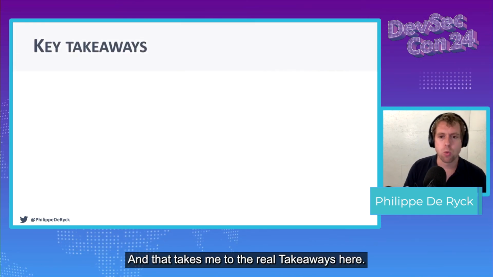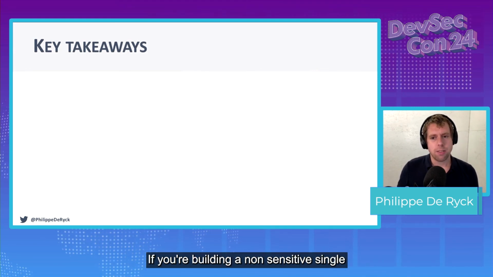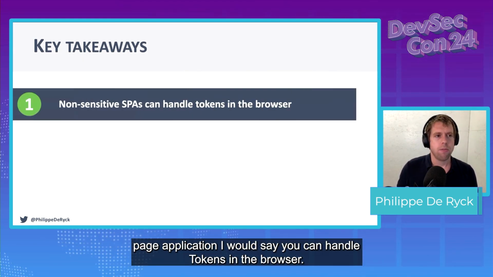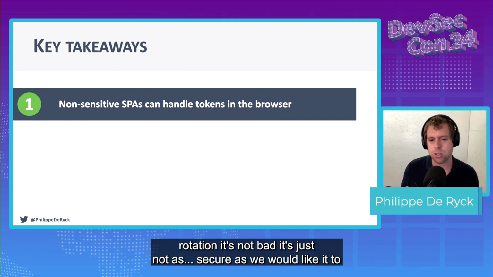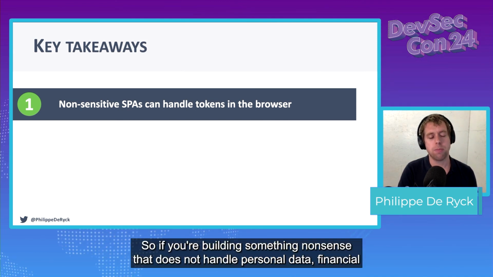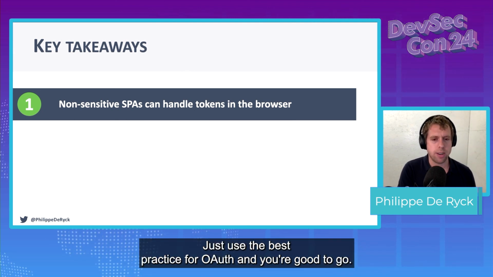And that brings me to the real takeaways here. If you're building a non-sensitive single-page application, I would say you can handle tokens in the browser. The approach with refresh token rotation, it's not bad. It's just not as secure as we would like it to be. So if you're building something non-sensitive that doesn't handle personal data, financial data, whatever, then sure, just use the best practices for OAuth and you're good to go.